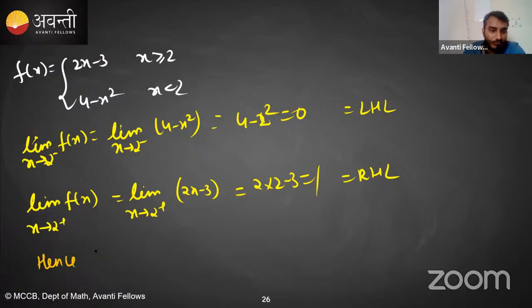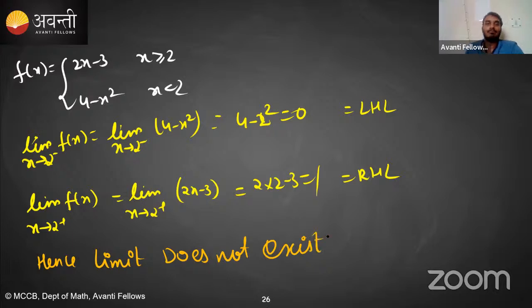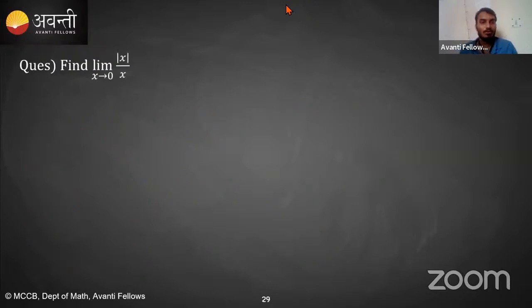Hence the limit does not exist. Is this clear? Is this clear, everyone? Tell me quickly in the chat box how many of you understood. So the idea of the limit, you understood how to find the limit. Tell me, is this clear? Clear, right? Now you are comfortable in finding the limit, right?